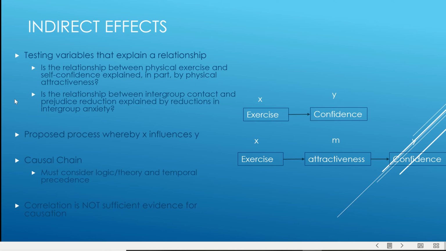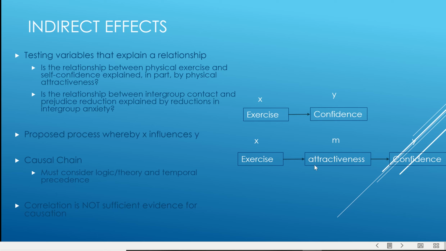So some examples of questions that we might use a mediation analysis or analysis of indirect effects to answer is: is the relationship between physical exercise and self-confidence explained by physical attractiveness? So let's say exercise improves self-confidence, but is the reason, or is at least one of the reasons that it improves self-confidence because of an increase in physical attractiveness?